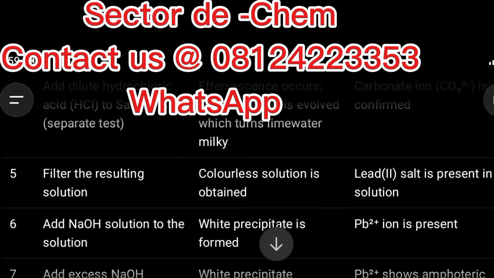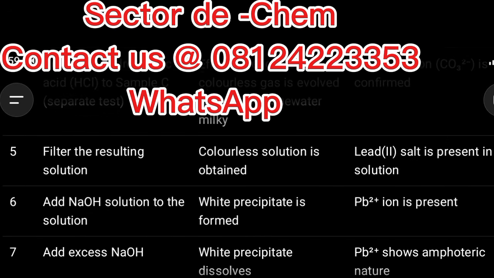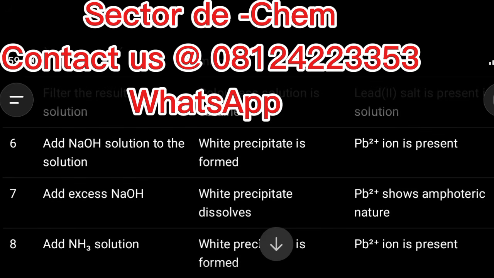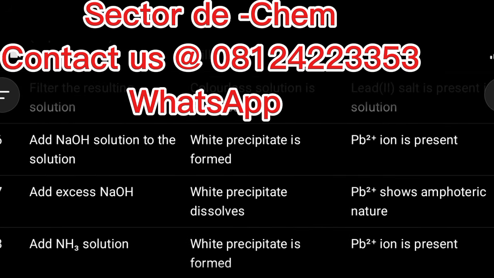Then test 6: add sodium hydroxide to the solution. Then what you observe and write is: white precipitate is formed. Then your inference is: lead ion is present. Then test 7: add excess sodium hydroxide. Once you add excess sodium hydroxide to sample C, what you observe and write is: white precipitate dissolves. Then your inference is: lead shows amphoteric nature.